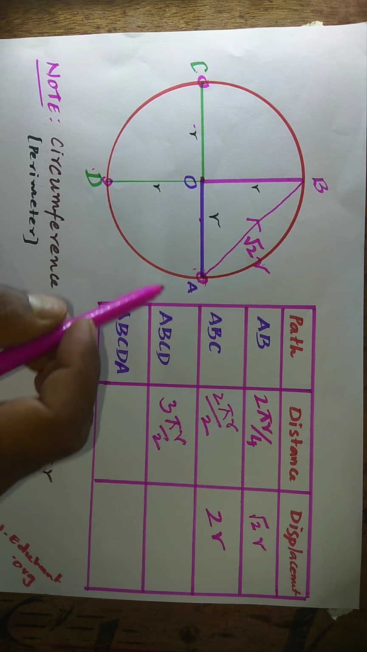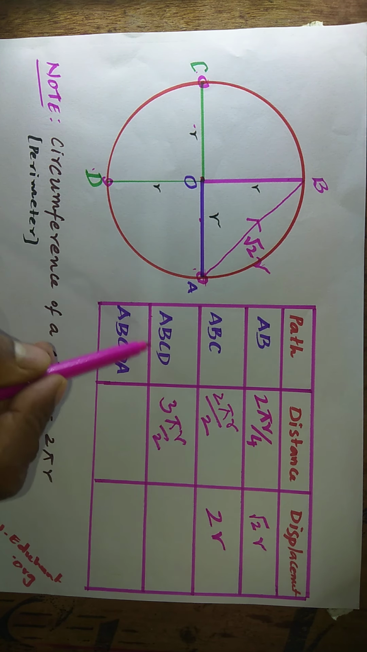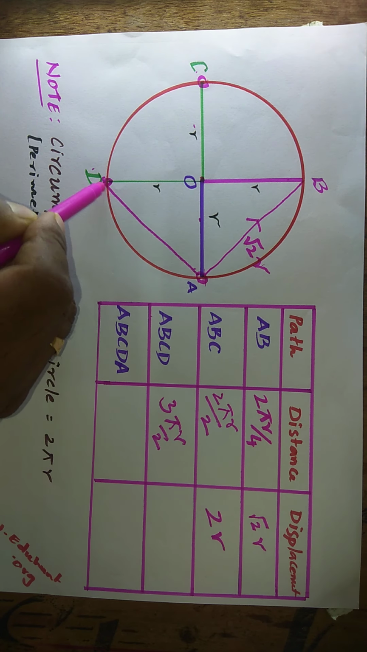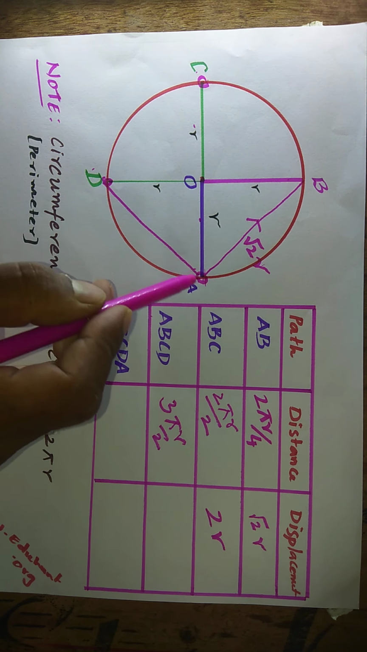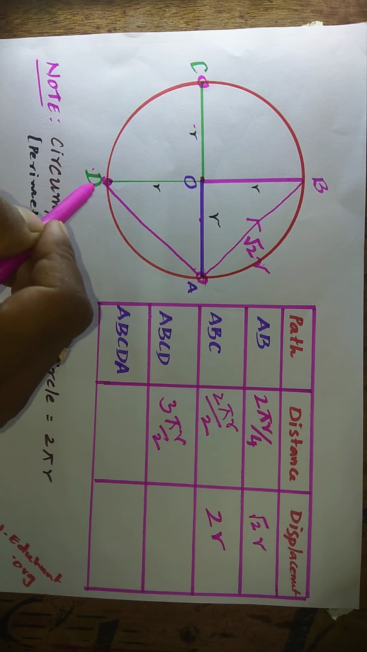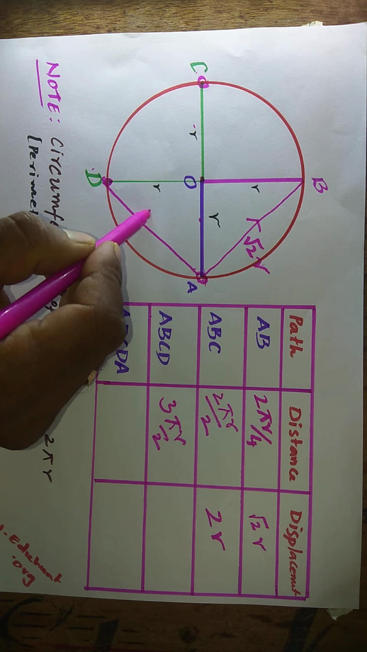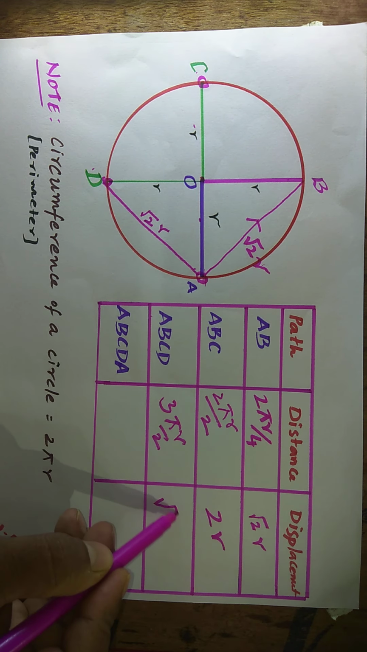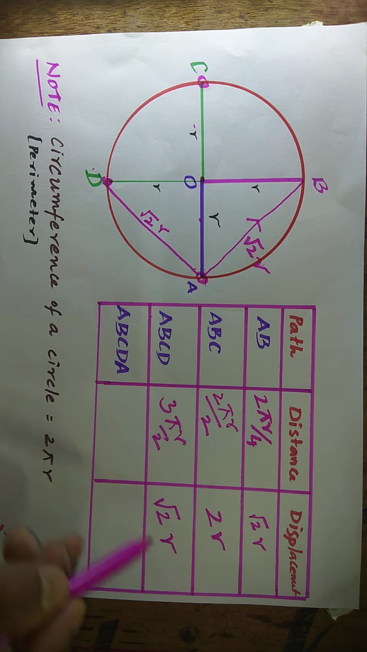Next, what about the displacement? The initial point is A, the final point is D. So, the path connecting A and D is the shortest path, a straight line. It looks like a right angle triangle. This is side 1, this is side 2, and this is the hypotenuse, which is equal to root of r square plus r square, that is root 2 r. We can write it like root 2 r.